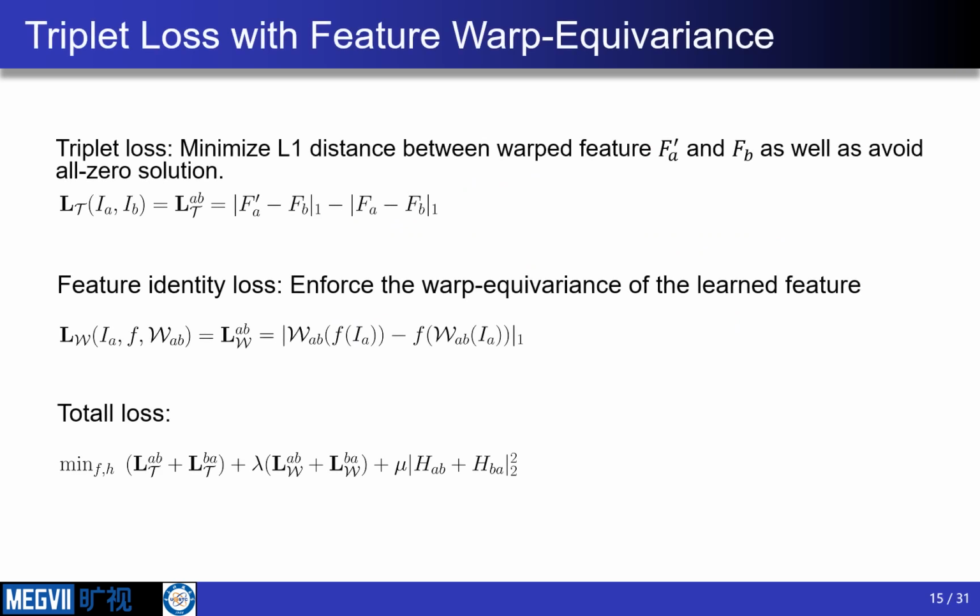Our total loss could be expressed as here, which contains triplet loss, feature identity loss and a regularization term. In practice, we swap I_A and I_B as data augmentation.